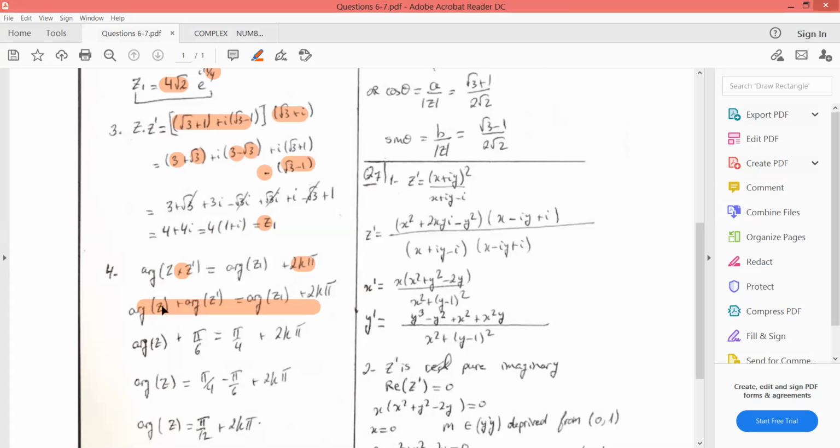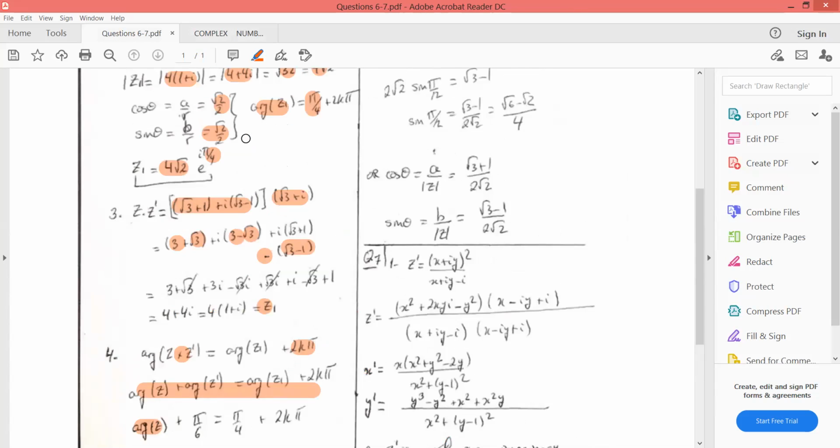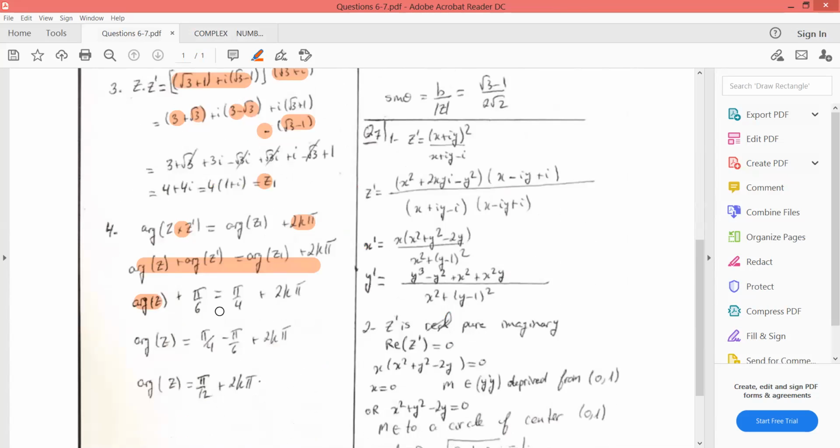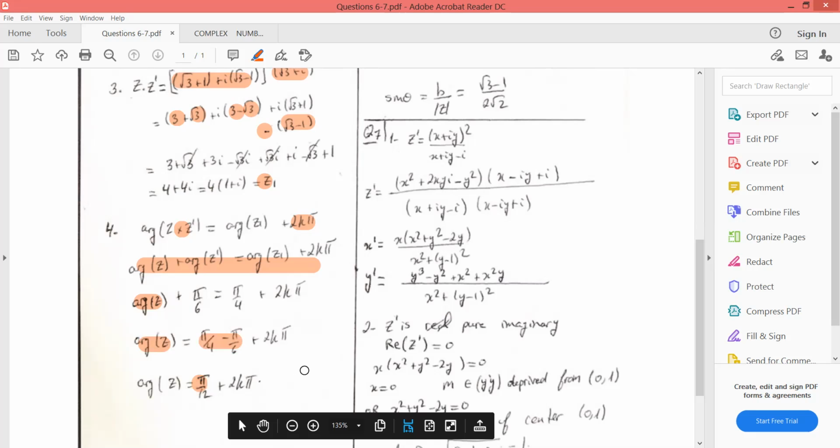No. Argument of Z, we are going to find it. Argument of Z prime, what did we get from above? It came out pi over 6. Argument of Z1 we found pi over 4. So argument of Z equals pi over 4 minus pi over 6, which is pi over 12. Any questions?